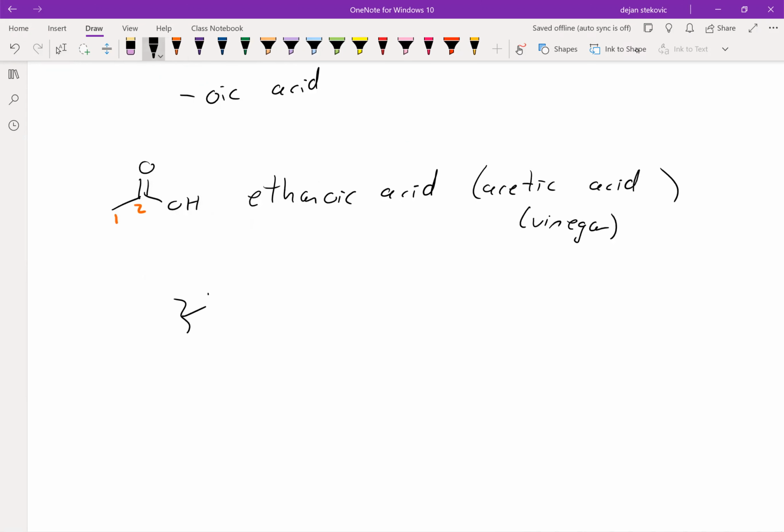Right, remember that carboxylic acids can look like this. They can also be shortened to just COOH. So if you see COOH, that's a carboxylic acid. Or even if you see CO2H, that is also a carboxylic acid.